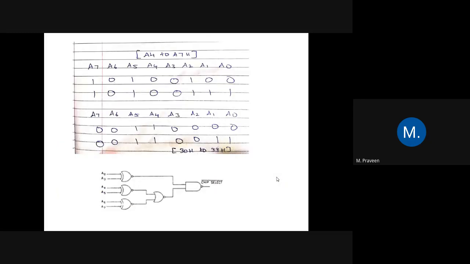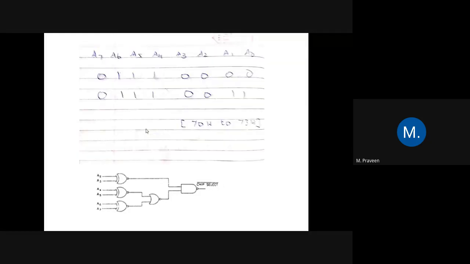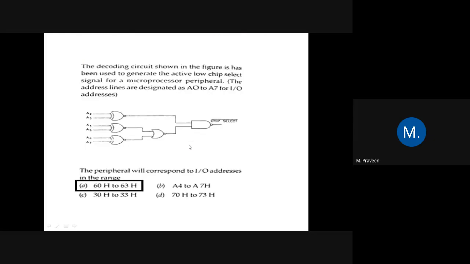If you take option B and option C, that's what you have written here. If you take option B, you'll be getting chip selection value as 1. If you take option C, you'll be getting the chip selection value as once again 1. And for option D also, you'll be getting chip selection value as high. Therefore the answer for the question is option A, 60H to 63H.